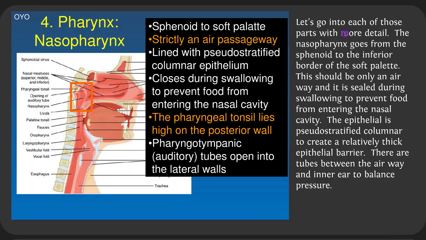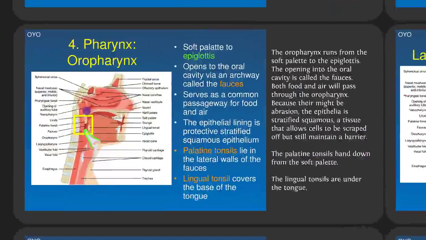So the nasopharynx goes from the sphenoid to the inferior border of the soft palate. This should only be air in here, and it's sealed during swallowing to prevent food from entering the nasal cavity. The epithelia is pseudostratified columnar to create a relatively thick epithelial barrier. There are tubes between the airway and the inner ear to balance pressure. Those are called the eustachian tubes, or the pharyngotympanic tubes, or auditory tubes.